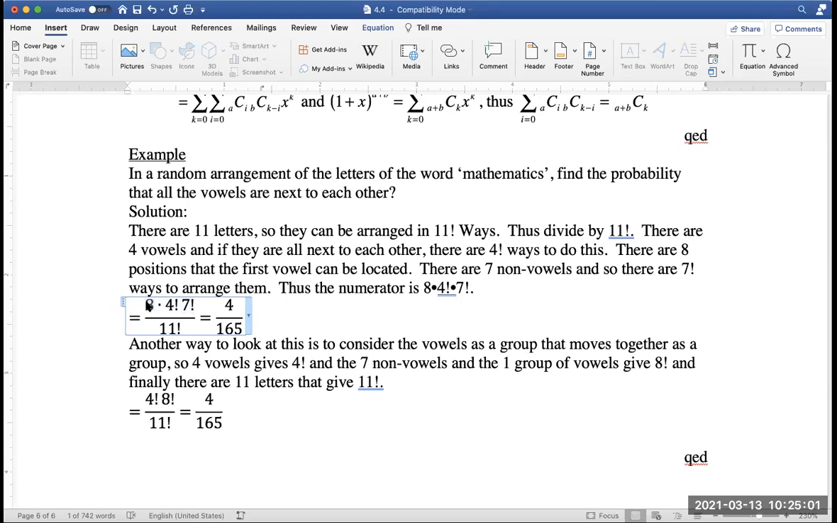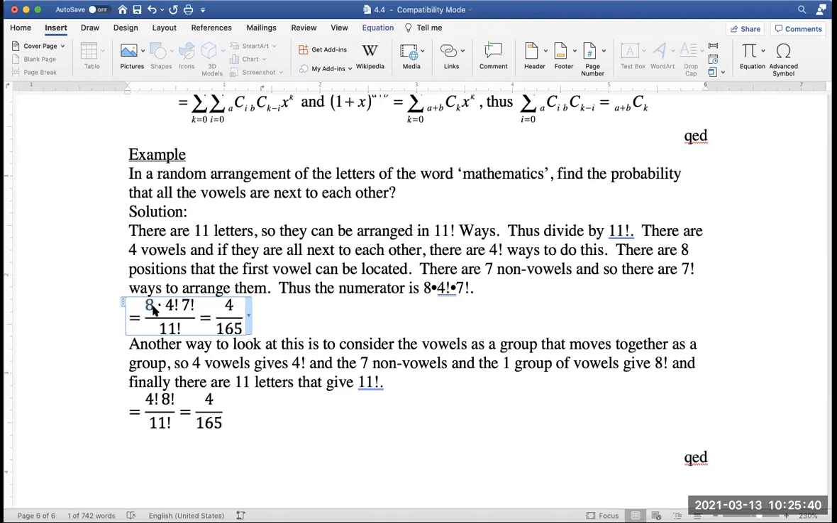since all the vowels are together, they can be in the first position, second, third, fourth, fifth, sixth, seventh, 8th position, but they can't be in the 9th position, because if they were, there are not enough positions left. There are too many vowels to be in these last positions. So there are 8 positions that it can be in. So it's 8 times 7 factorial times 4 factorial over 11 factorial, which is 4 over 165.